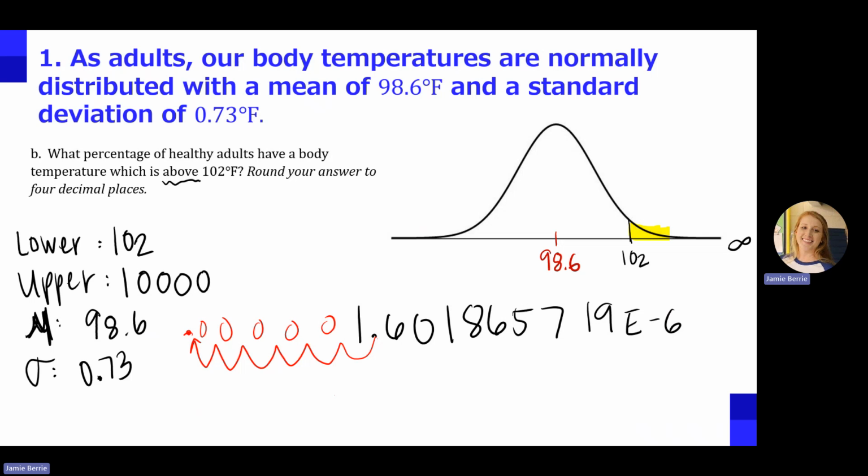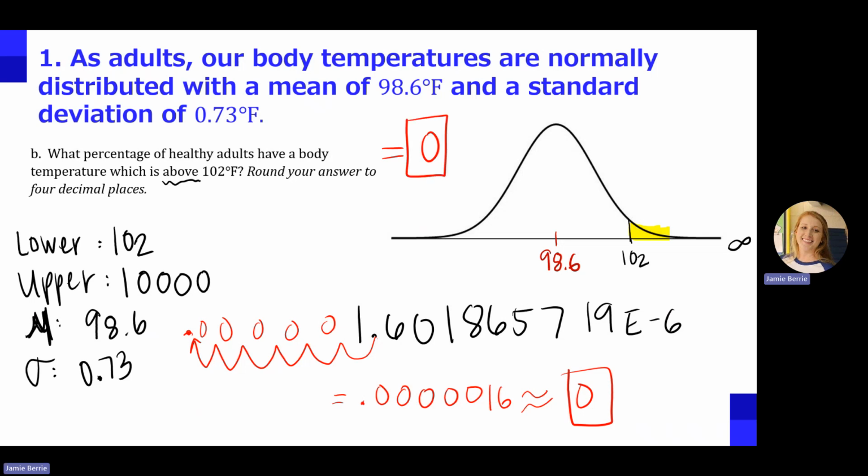All right, so this is 4 decimal places, 0.0000. So 4 zeros, and then another 0, 1, 6, and it continues on. All right, but if we were rounding this to 4 decimal places, this is just approximately 0. So what percentage of healthy adults are out there with a temperature above 102 degrees Fahrenheit? We would say approximately 0% of adults, which makes sense. That's not a healthy body temperature.